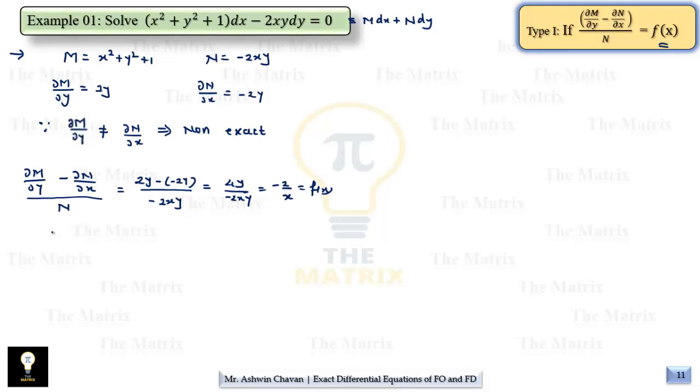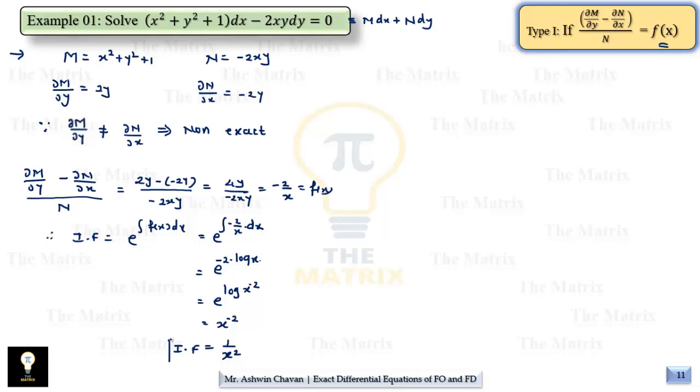If so, then the integrating factor is e to the power integral of this f(x) dx. So we get e to the power integral of minus 2 by x dx. This is e to the power minus 2 times the integral of 1 upon x, which is log x. The same thing can be written as e to the power log of x raised to minus 2, and that is x raised to minus 2, or 1 upon x square. So this is our integrating factor.